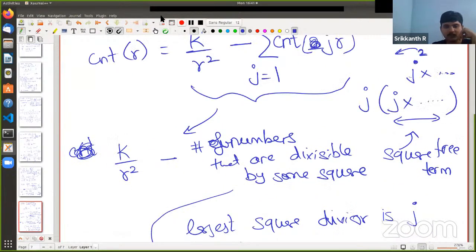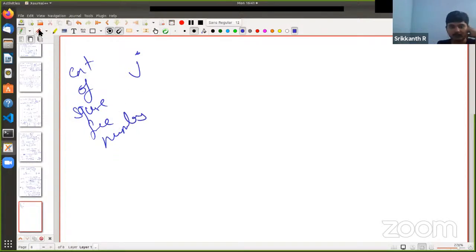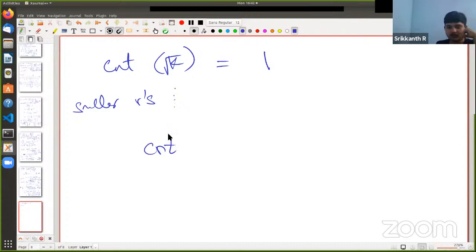Okay, so essentially what we want is we already know the count of square free numbers for large numbers correctly. So we calculated the answer for count of k to be 1, or even count of square root of k to be 1. And we need to calculate count for the smaller r's, right? And so when we're calculating count of r, we know that count of all the numbers greater than r have been previously calculated. So we're going to do a recurrence from backwards, from square root of k down to 1.